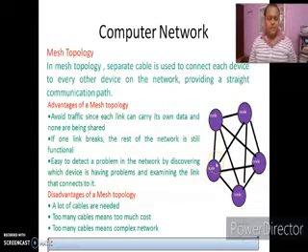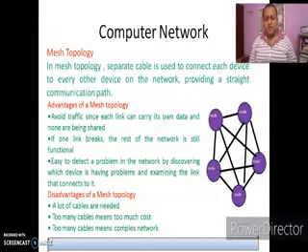So separate cables are used to connect each node separately to the respective nodes on the network, providing a straight communication path, or we can say direct communication from one to one. Now node 1 can directly communicate with node 2, node 2 can directly communicate with node 1, and vice versa.